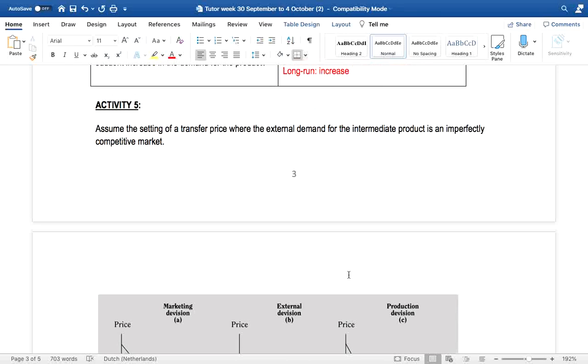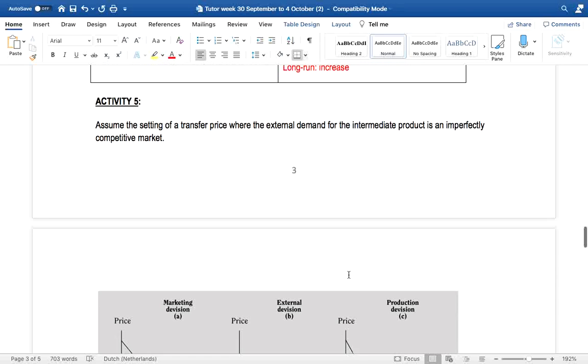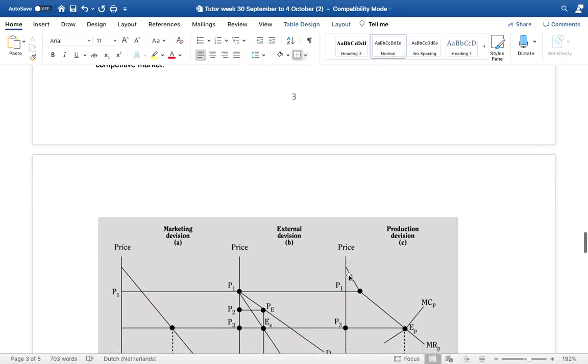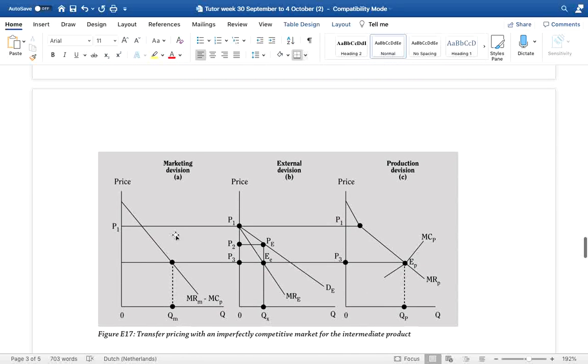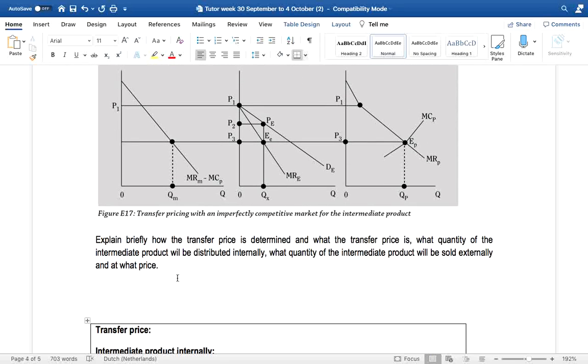Now let's look at activity 5. Assume the setting of a transfer price where the external demand for the intermediate product is an imperfectly competitive market. So you're given our marketing division there, and then you have our external division and our production division. So they ask you to explain briefly how the transfer price is determined and what the transfer price is. What quantity of the intermediate product will be distributed internally? What quantity of the intermediate product will be sold externally, and at what price?